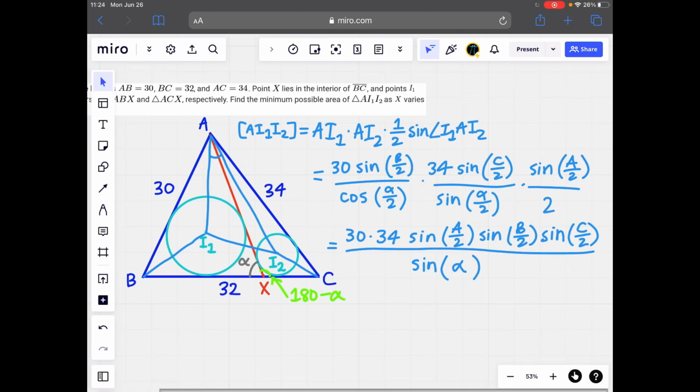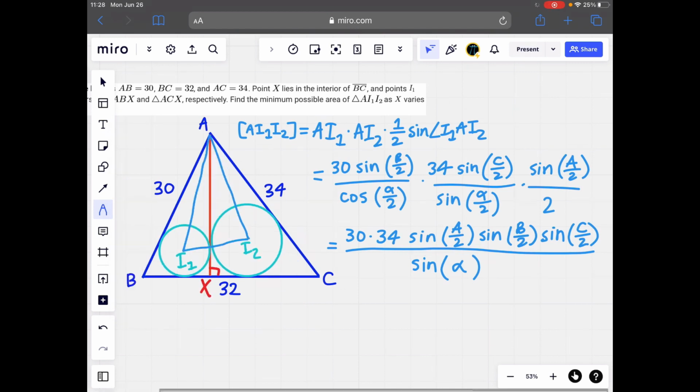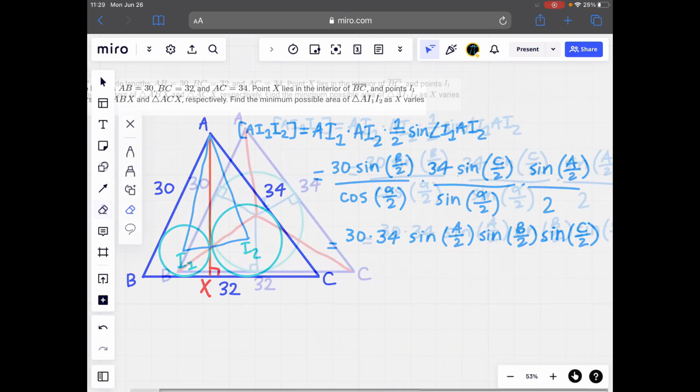If we want to minimize this fraction, which is what the area of AI1I2 is given by, we need to maximize the value of sine alpha. That can only be done when alpha is equal to 90 degrees. So in short, the smallest possible value of the area of AI1I2 will occur when alpha is equal to 90 degrees, or AX is an altitude of triangle ABC. This is much easier now because sine alpha is equal to 1. Therefore, we just need to calculate the value of this expression.